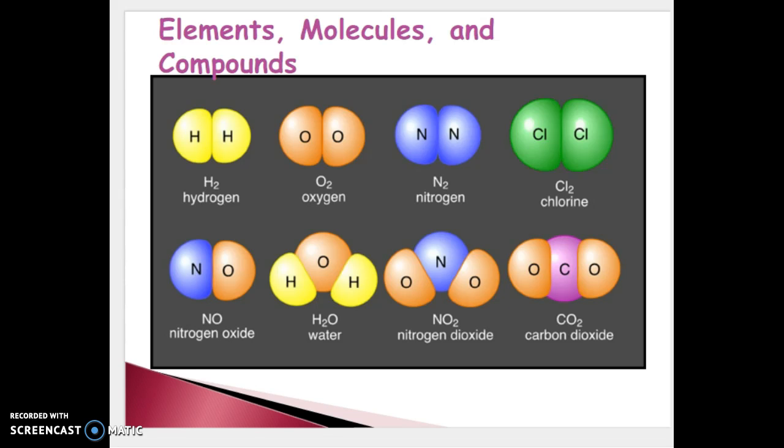Quick example of different elements, molecules, and compounds. So hydrogen gas, oxygen gas, nitrogen gas, chlorine gas. These are all molecules. Nitrogen oxide, water, nitrogen dioxide, carbon dioxide, these are all compounds and molecules.